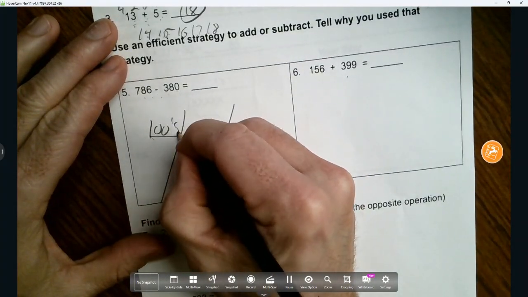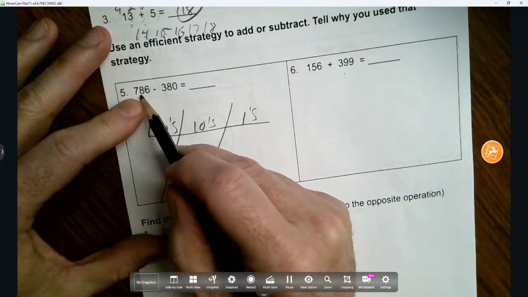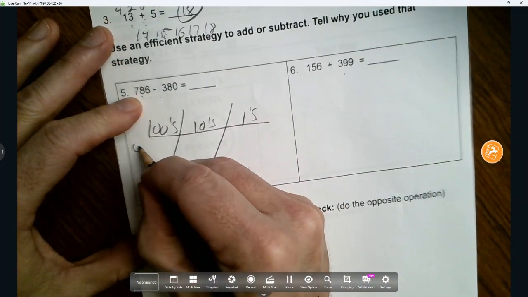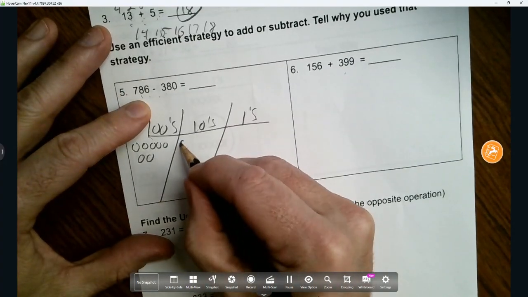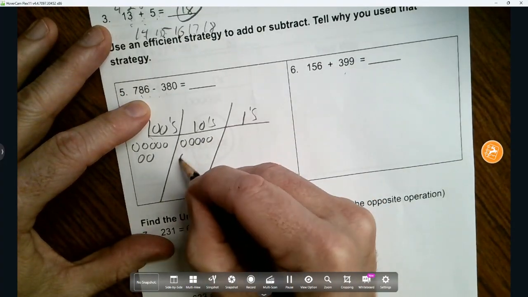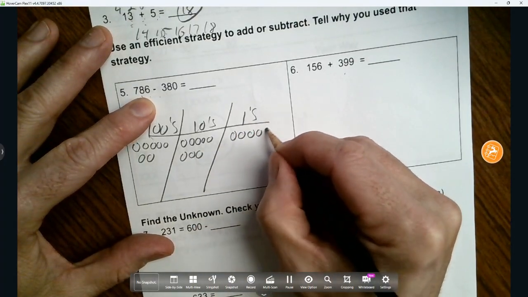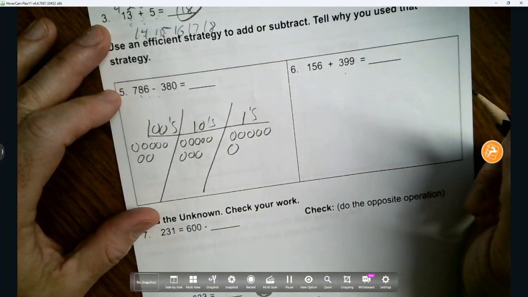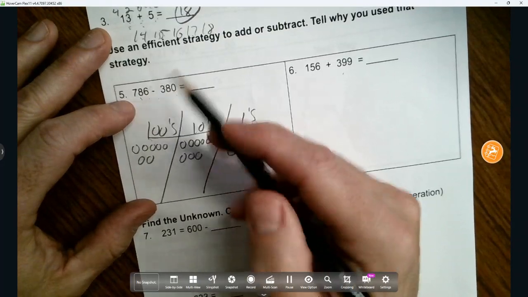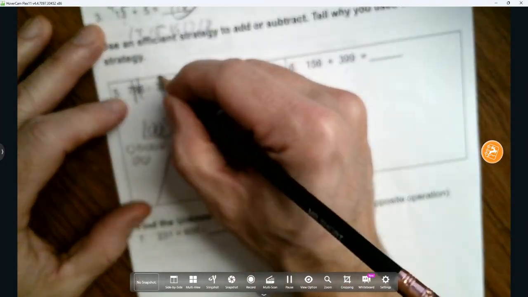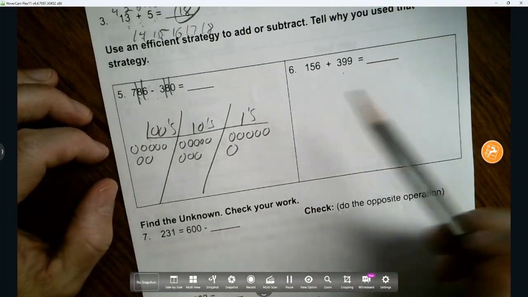We got our hundreds, we got our tens, and we got our ones. Put that big number in there. 7 hundreds. 1, 2, 3, 4, 5, 6, 7. 8 tens. 1, 2, 3, 4, 5, 6, 7, 8. And 6 ones. 1, 2, 3, 4, 5, 6. There's our 6 ones. Remember, if you're not sure, put those lines in there to show us our place value.